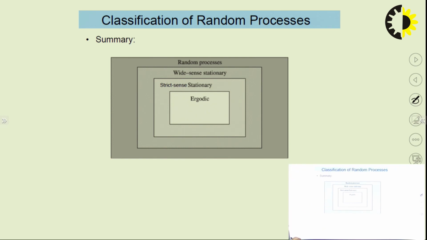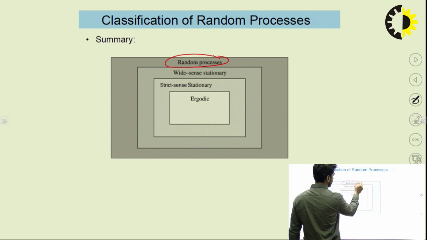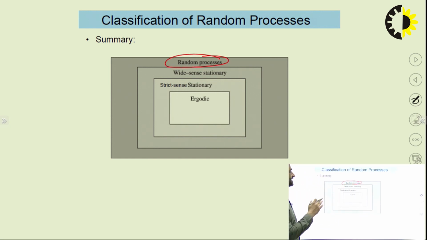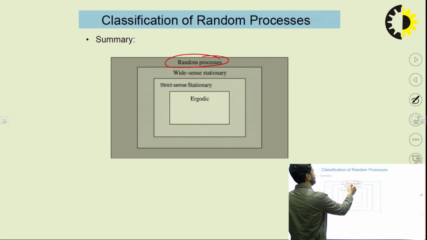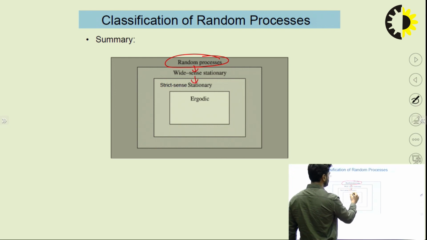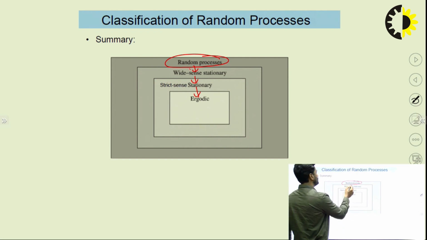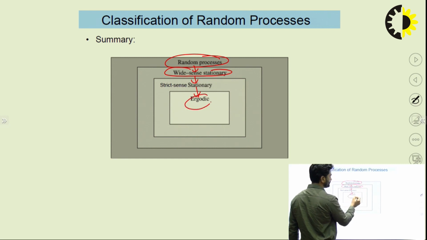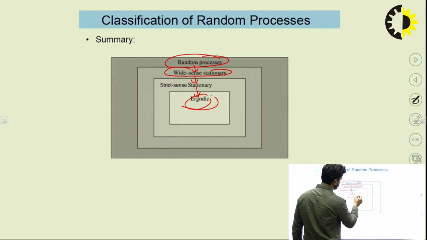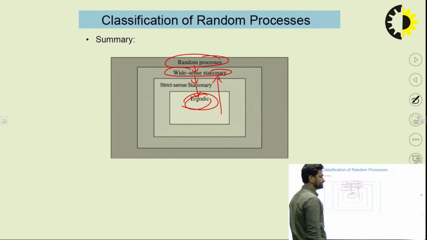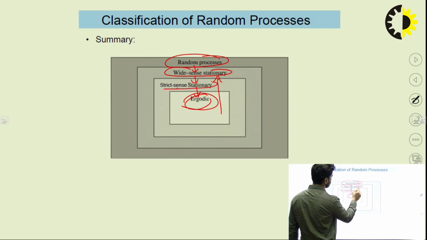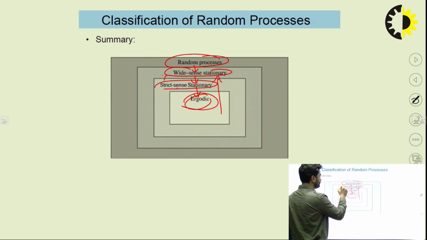Now this is the summary that we have done in today's session. First is random process, right? Random process is classified into stationary and non-stationary. Stationary process is further classified into WSS, then strict sense stationary, and last is ergodic process. It is not necessary that every WSS process is ergodic, but every ergodic process can be WSS. If a process is SSS, then it's a WSS process.